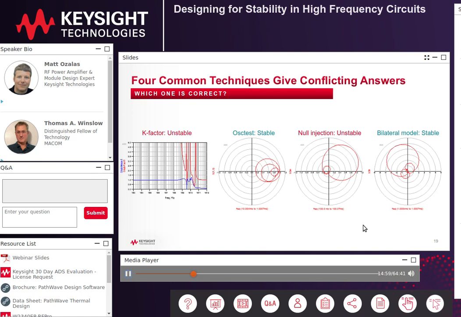Whew. So you're probably wondering if there's a better way to do this analysis, and there is, but before we get to that, we need to answer the question, which of these results is correct? And to do that, we'll need to dig more into the fundamentals.